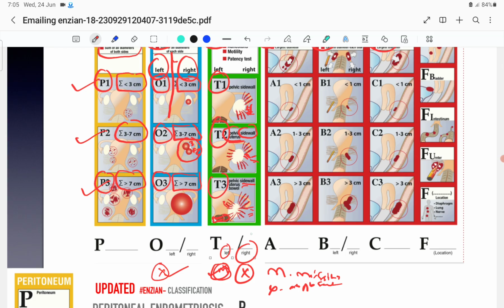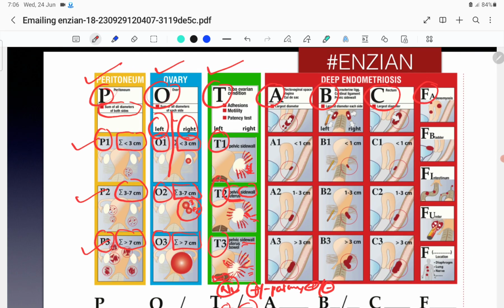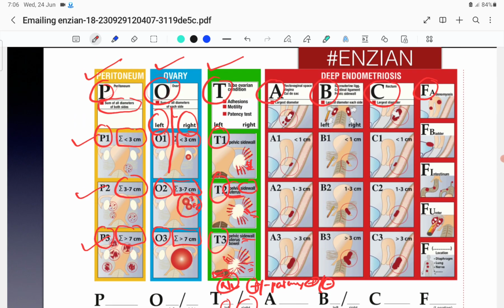Then plus and minus in the tube, for right and left tubes. Plus and minus mean the patency of the tube. If patency is present, normal patency, there is plus. If patency is absent, abnormal, then it is minus. Okay, so P-O-T is over now. Now you get to the compartment-wise divisions of the involvement of endometriosis. Then A, B, C, F.